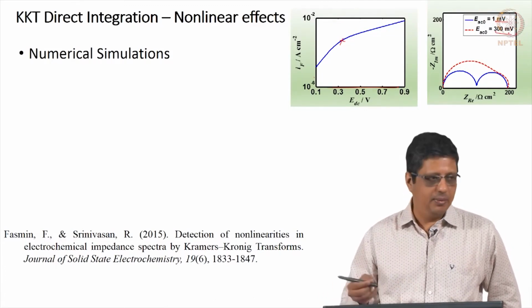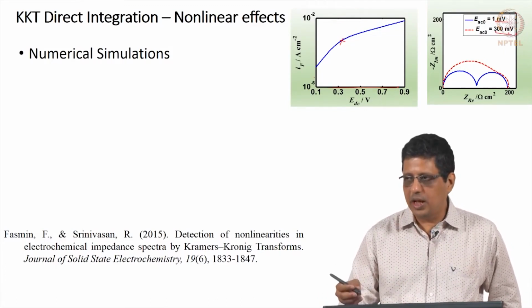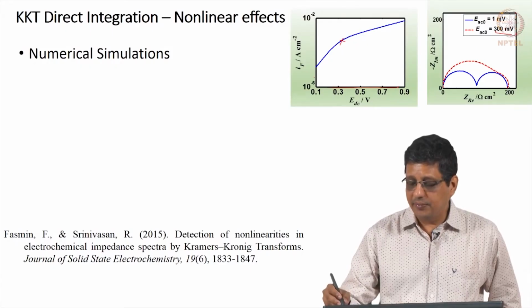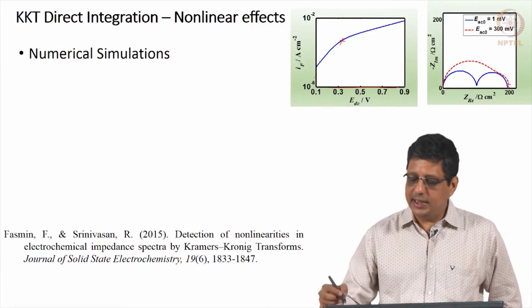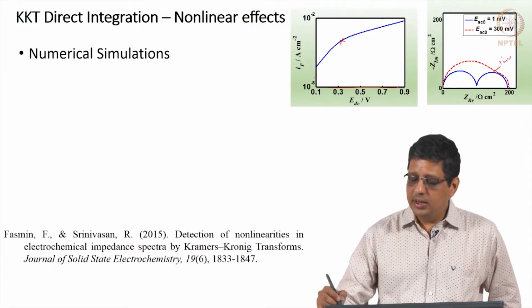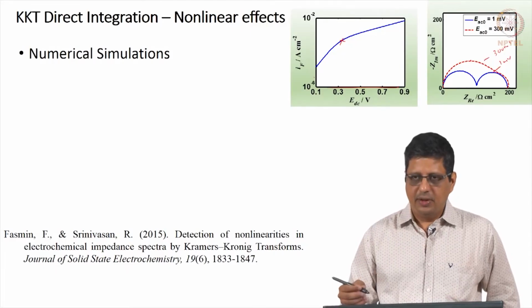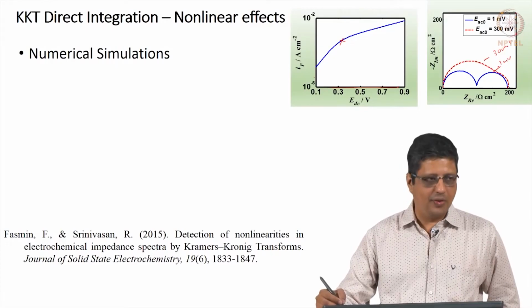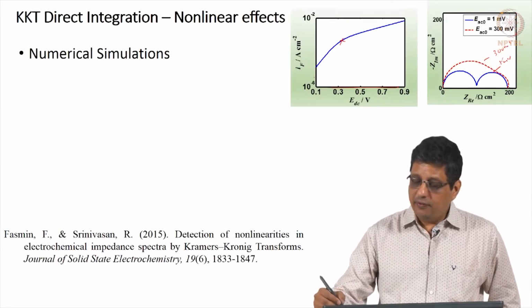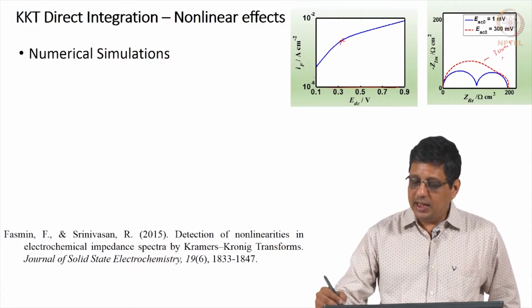Nobody would use 300 millivolts, but this is just to show what would happen, and this is done in simulations. I get two different spectra. Looking at this, you can easily say, yeah, this is 1 millivolt, this is 300 millivolt, that means nonlinear effect is present. If I get 1 millivolt and 2 millivolt spectrum, it will be identical, it will overlap. When I go to very large amplitude, it is clearly different.